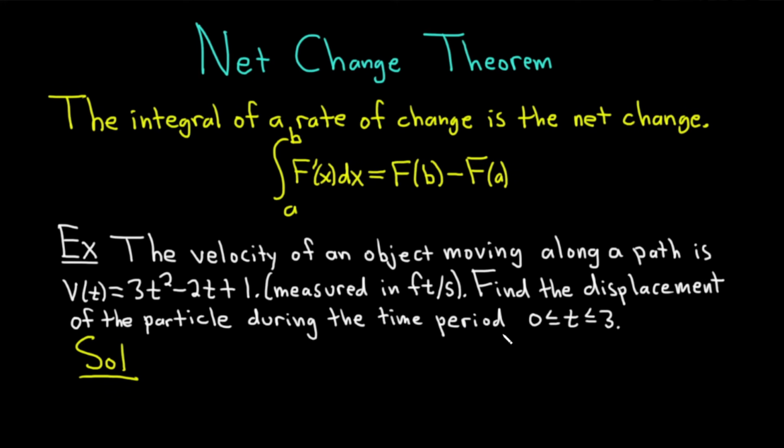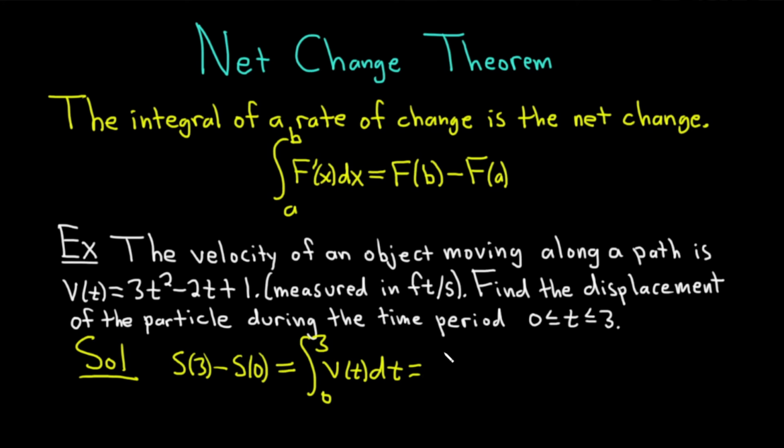Let's work through it. Solution. So we're looking for the displacement during this time period. That's going to be the position at 3 minus the position at 0. But we know that this is equal to the definite integral from 0 to 3 of our velocity function with respect to time. So here we're using the net change theorem. V of t is basically the derivative of the position function, right? Because the velocity is the derivative of position. So when you integrate velocity, you should get back position.